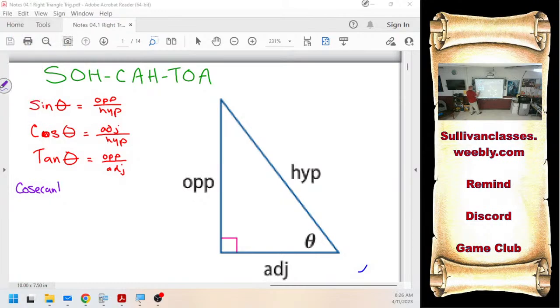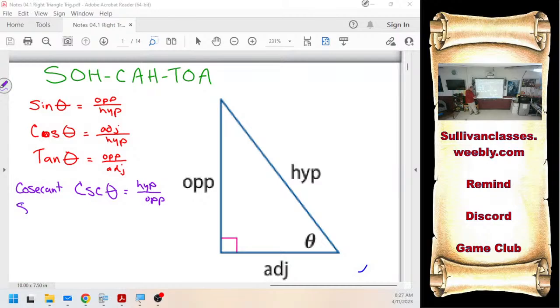Cosecant is CSC of theta, and it's just hypotenuse over opposite. So someone always asks, why isn't the cosine the cosecant? Why isn't that reciprocal? Because then you would effectively be talking about the cosine, and that just sounds weird.